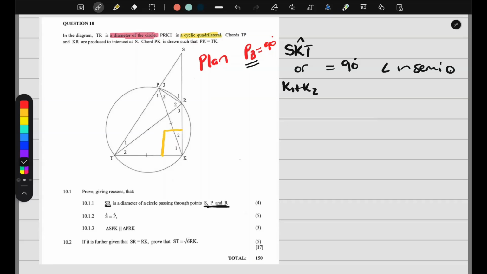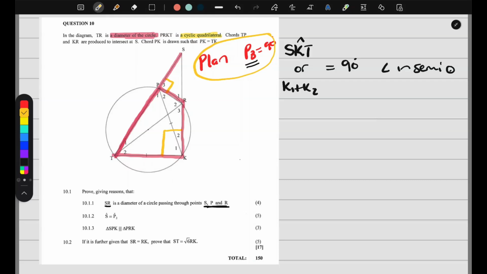P3 is by a cyclic quad. So look here. If this is a cyclic quad, our theorem says that this angle is then equal to that exterior angle of a cyclic quad. So I'm going to look for that now in the diagram. The information said PRKT is a cyclic quad. So can you see if I extend this line like that, I have the exterior angle of a cyclic quad. So that means this P3 is also 90. And there I proved my plan.